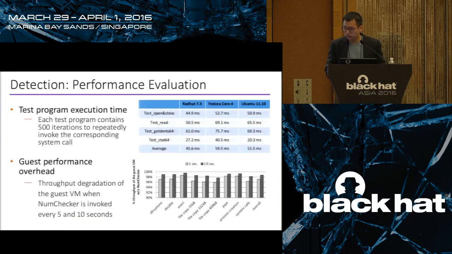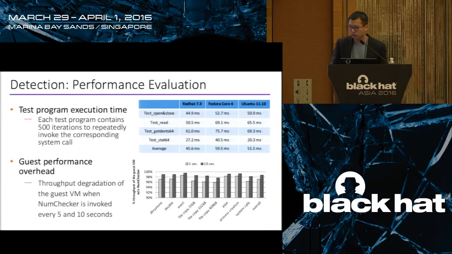So then I'm going to talk about some performance numbers. We basically run the test program 500 iterations. We have 4 test programs, and each one contains a number of syscalls. For example, in the first table, the first row, that test program contains a sysopen and sysclose. You can see that the performance overhead is around a millisecond range.